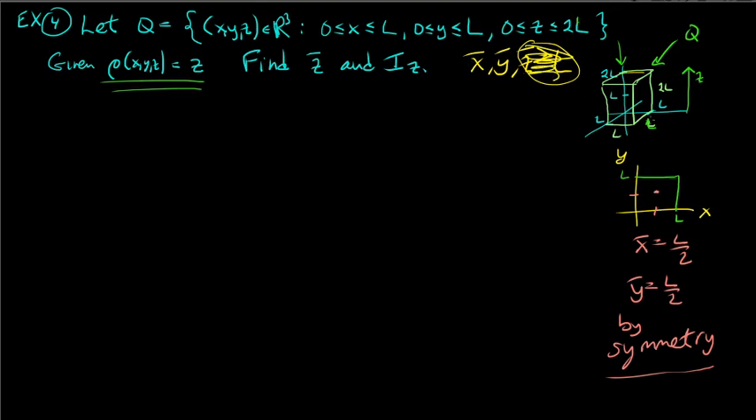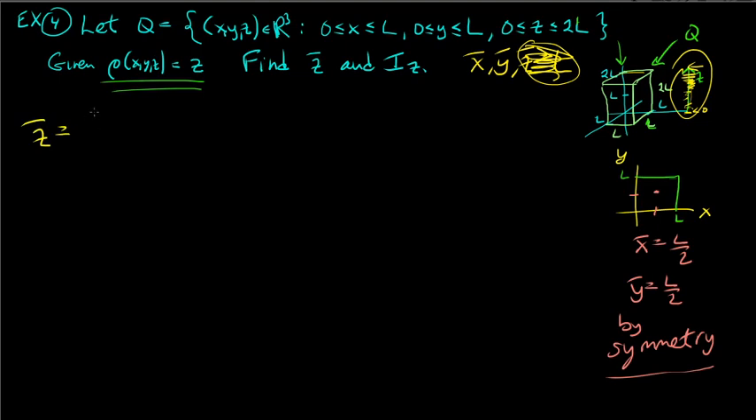But there's no symmetry with respect to the z-axis, right? The density is very low down here, it's 0, and then it's very high up here. So as the density increases going up, we don't expect symmetry. So z bar is probably not going to be just L, which is half of 2L, as we did for x bar and y bar. So we actually have to calculate z bar.